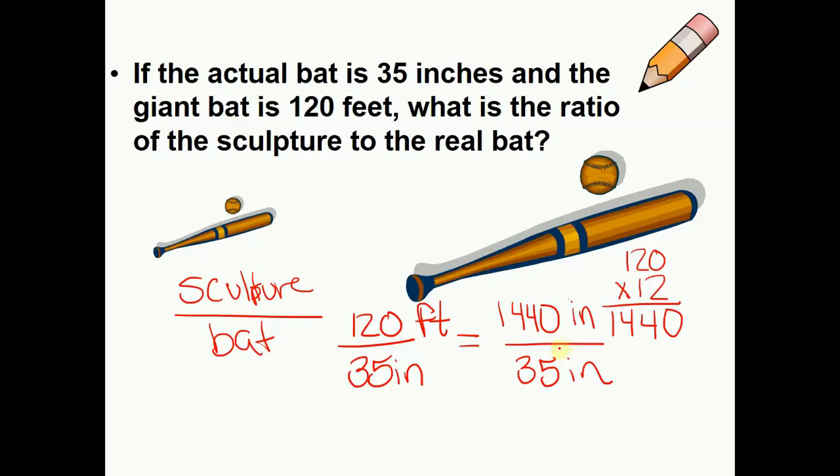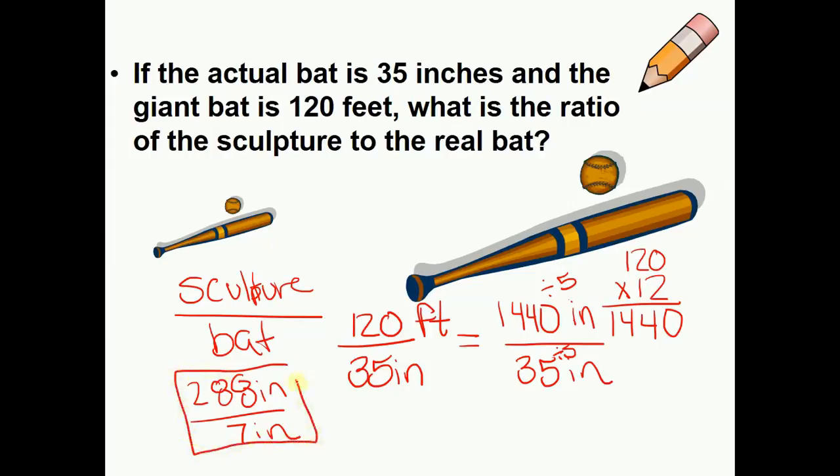Those are some really big numbers. I think I can divide a 5 out of both of these. On top I get 288, so 288 inches over 7 inches. The only number that I can divide into 7 is 7, so I wonder, does 288 divide by 7? It doesn't. So this is our ratio, 288 inches to 7 inches.